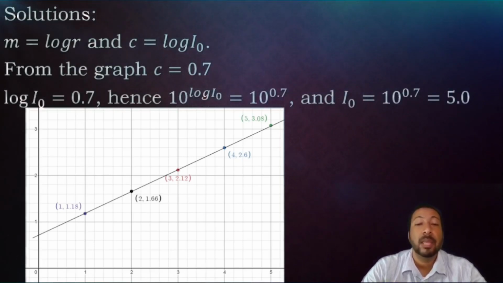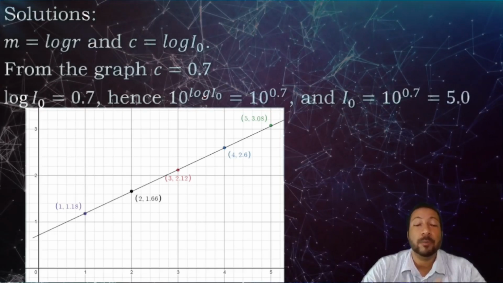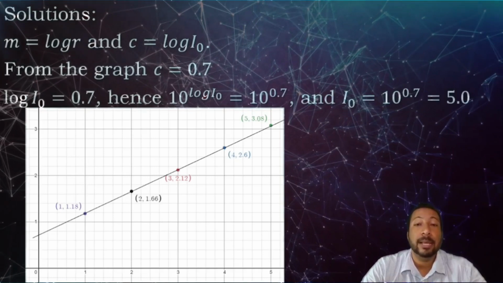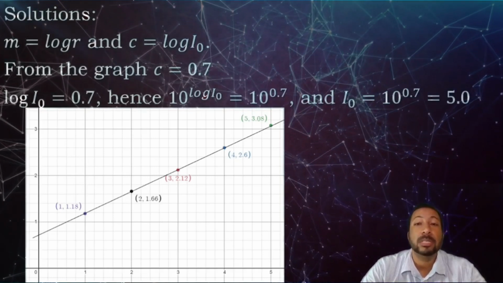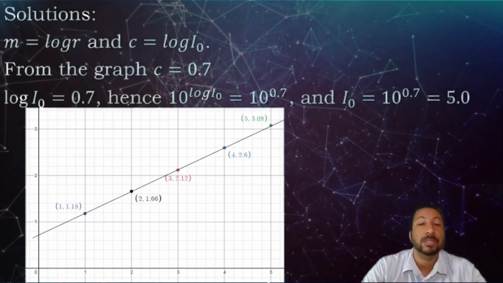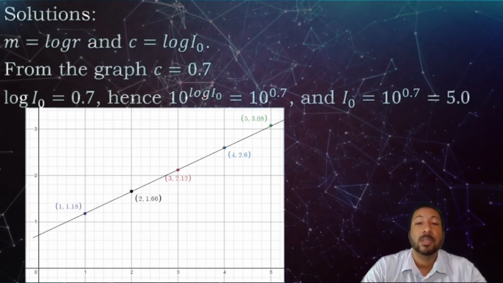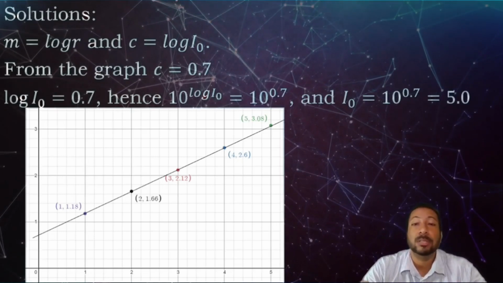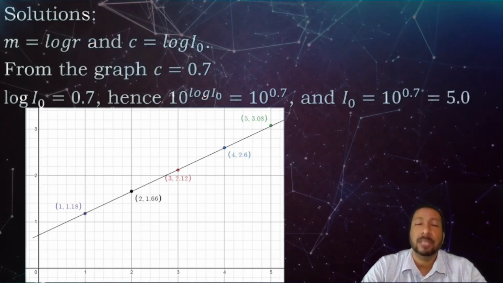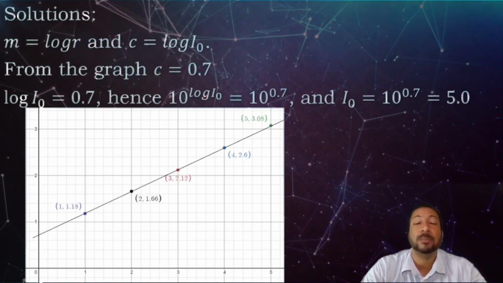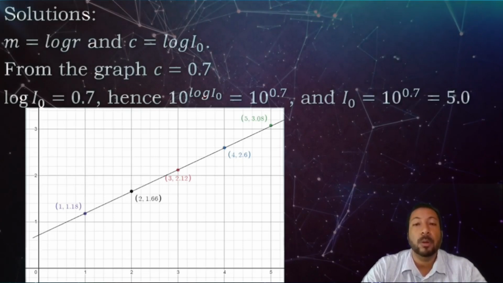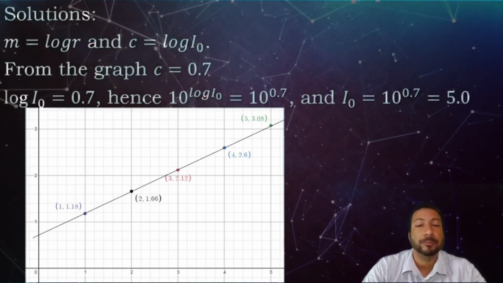So if that is 0.7, that means that the log of I naught is equal to 0.7. Hence, raising both sides of our equation to the 10th power, the 10 and the log of I naught are going to cancel each other out, because exponents and logarithms are the inverse of each other. So we're left with I naught is equal to 10 to the 0.7 power. And when you use your calculator, that gives you 5.0 to 1 decimal place. That agrees with what we got before when we look at our curved graph.